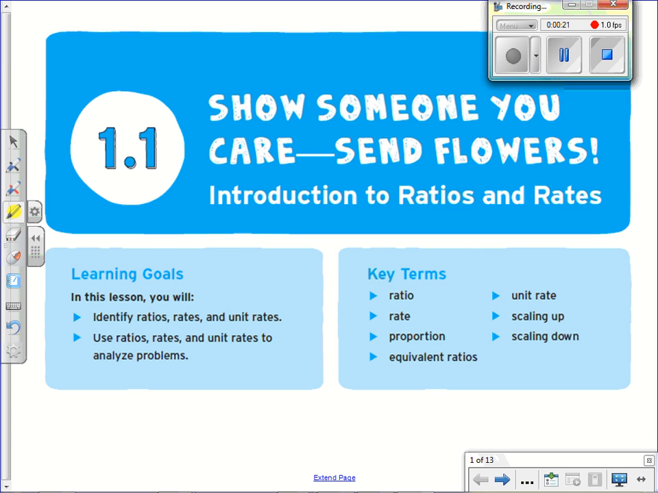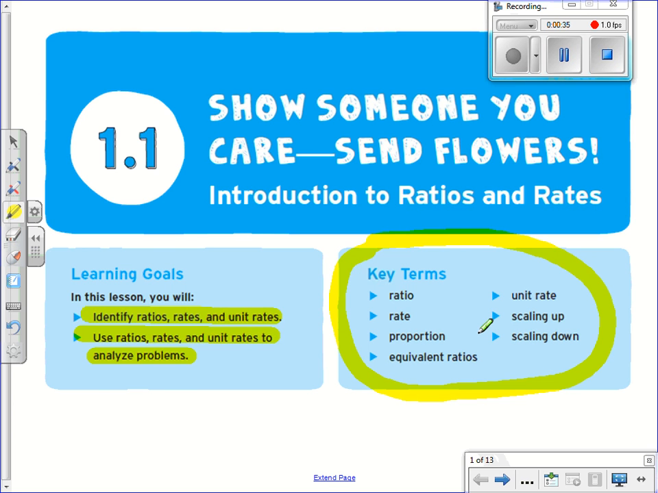In this lesson, you will identify ratios, rates, and unit rates. You will use ratios, rates, and unit rates to analyze problems. Your key terms in your new vocabulary section that you'll need to update are listed here. So make sure you don't forget to update that vocabulary section.